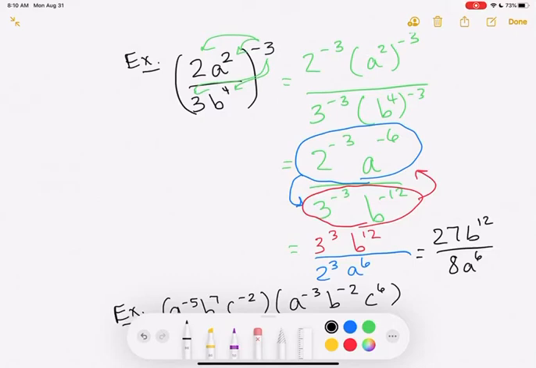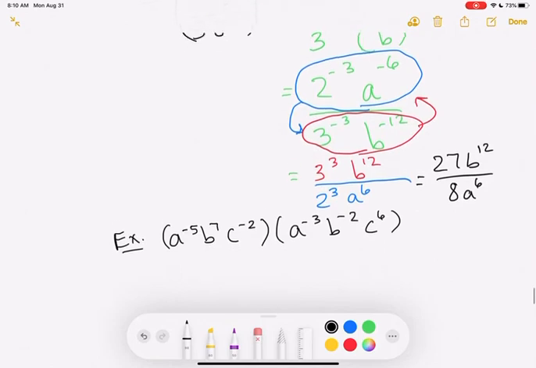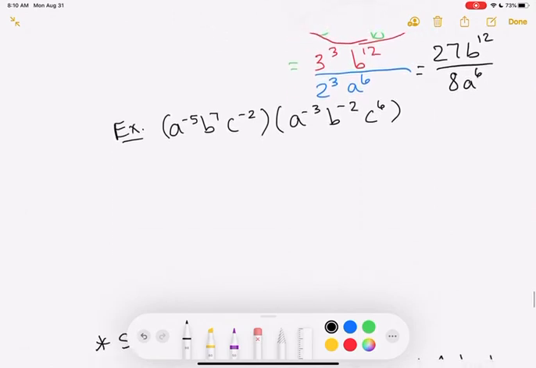And now I have one more that I want us to try. Again, there's lots of different ways to do this one, so I'll show you the way that I did it. But let's do one more before we move on to scientific notation. Okay, so try this guy.